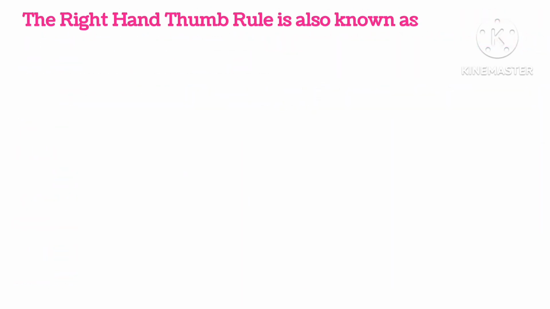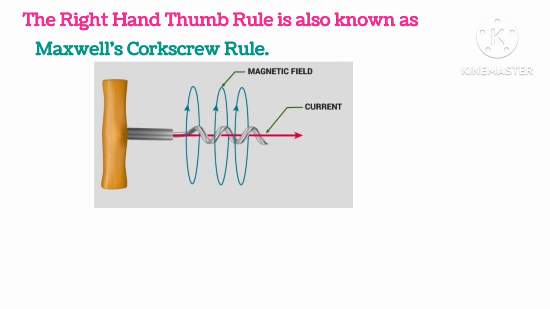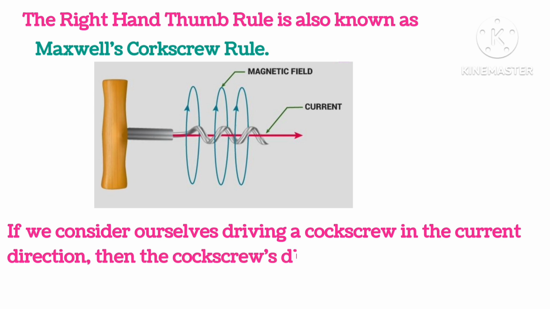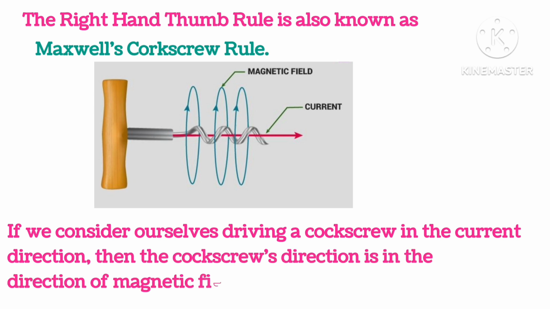The right hand thumb rule is also known as Maxwell corkscrew rule. As you can see in this diagram, if we consider ourselves driving a corkscrew in the current direction, then the corkscrew direction is in the direction of magnetic field.